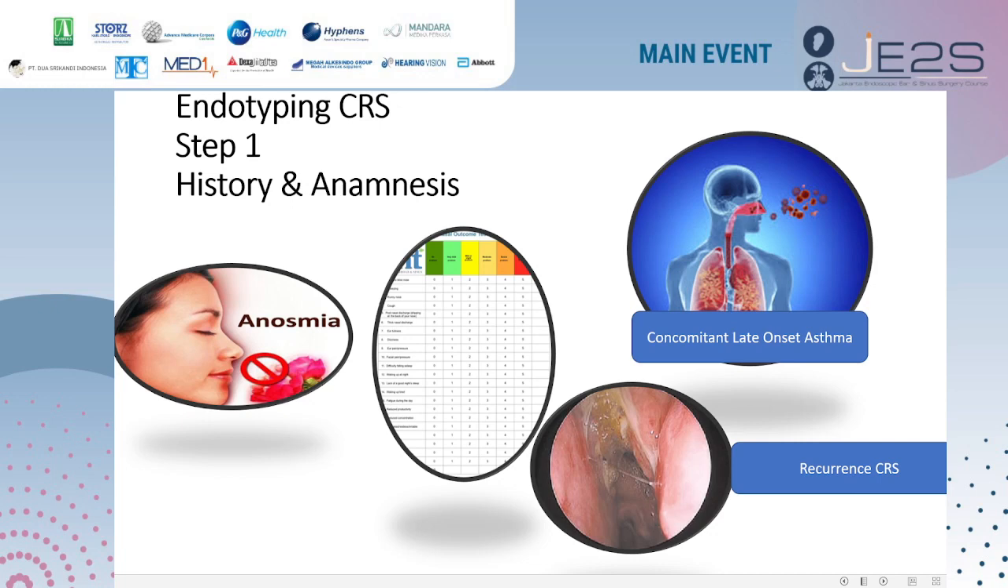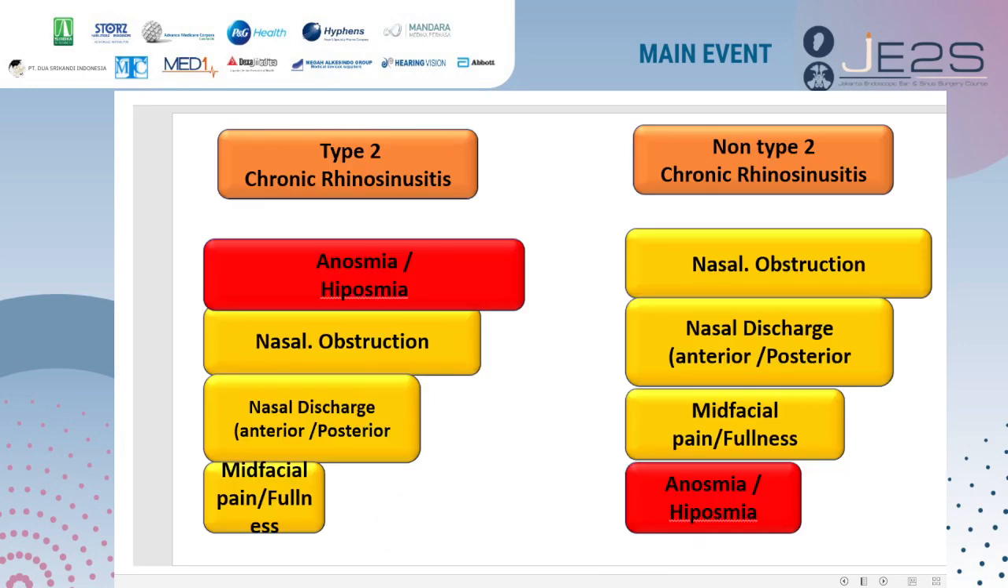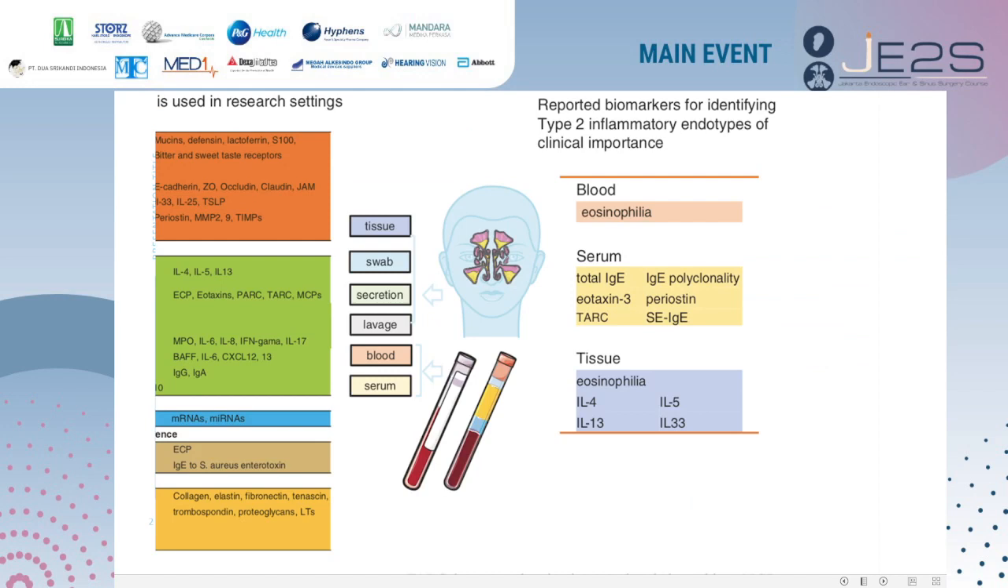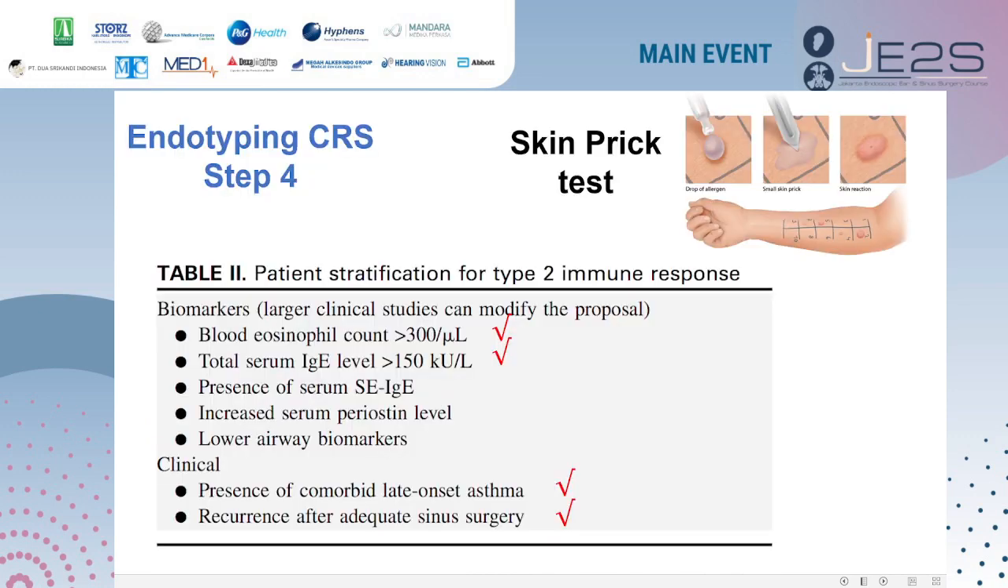As we can see, in type 2 the predominant symptom is anosmia or hyposmia, compared with non-type 2, where nasal obstruction is the most prevalent. Then we try to check the biomarkers. Several literatures suggest checking the three major biomarkers: blood eosinophilia, total serum IgE, and tissue eosinophilia. Professor Becker suggests that the cutoff point of blood eosinophilia is 300, and the cutoff point of total IgE is 150.